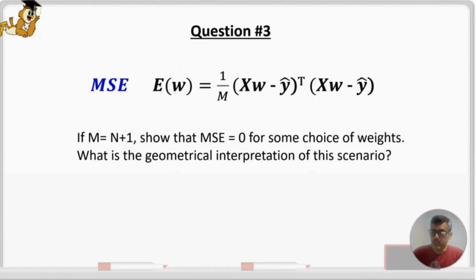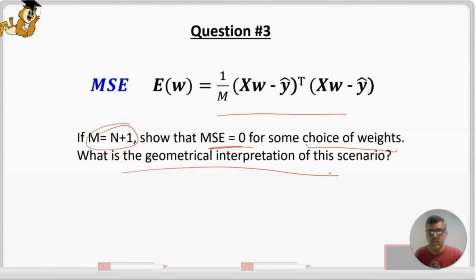I asked you 2 questions during the lecture, so this is question number 3. We said the MSE was essentially this, right? If m equal to n plus 1, show that the mean square error is 0 for some choice of weights. And what is the geometrical interpretation of this scenario? I actually touched upon this point earlier when we were looking at m versus n, but I just thought I would put this here for you.